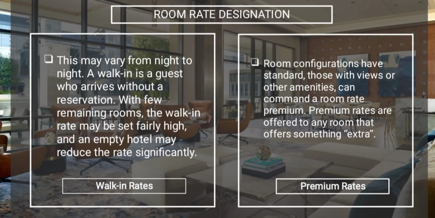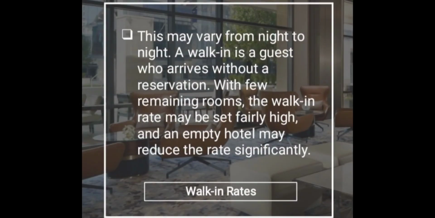So for today's video, I will discuss all about the room rate designation. It is the walk-in rates and the premium rates. So let's start. Room rate designation. There is first walk-in rates. So walk-in rates, this may vary from night to night.